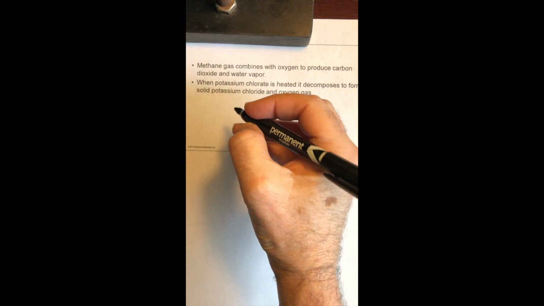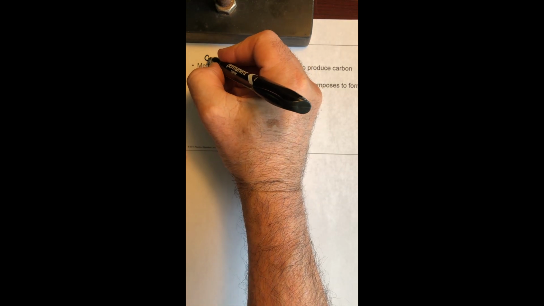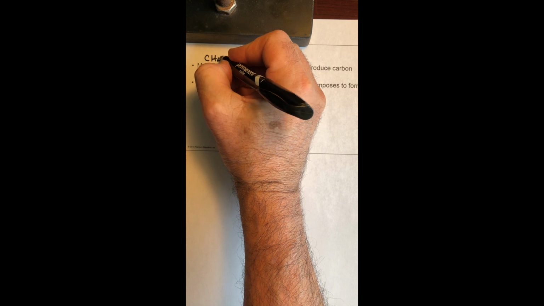Let's get started by making sure that we have the correct formulas. Remember, we start with an unbalanced equation. All we're trying to do is make sure we have the correct formulas. They didn't tell us what methane is, so we're going to have to look it up. And it turns out methane is CH4.